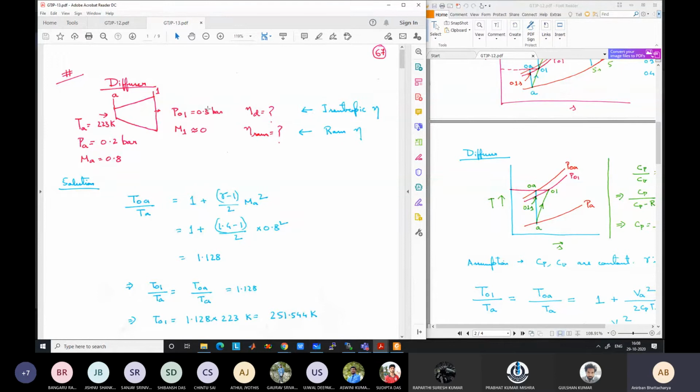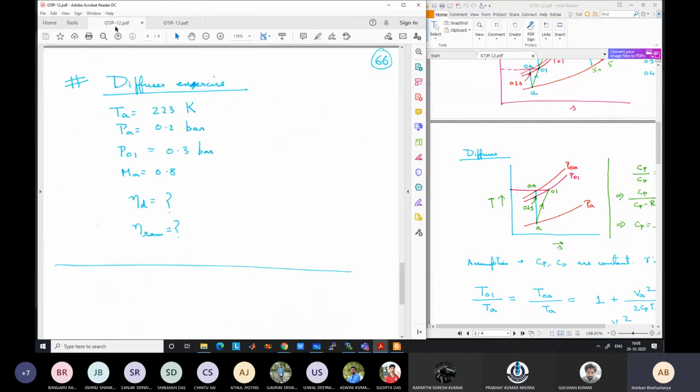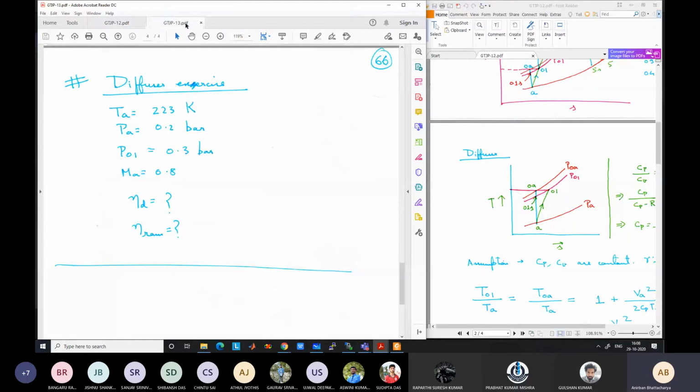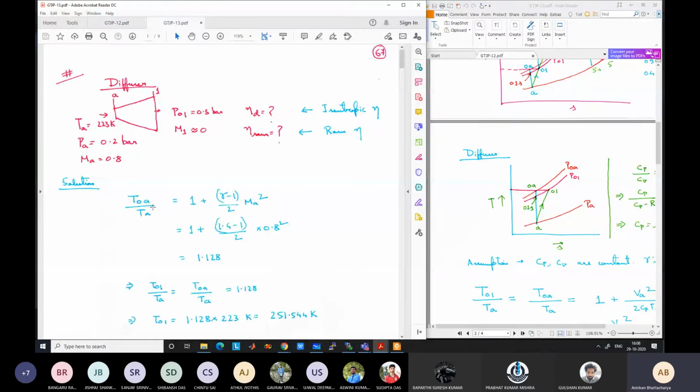T0A by TA. Instead of using all the formulas that we have derived, you can obviously use them, but it is better to go from first principles, step by step, without memorizing anything. So T0A by TA is 1 plus (gamma minus 1) by 2 times M square. This is the standard relation that we have derived. You need to remember it, or you can derive it from first principle.